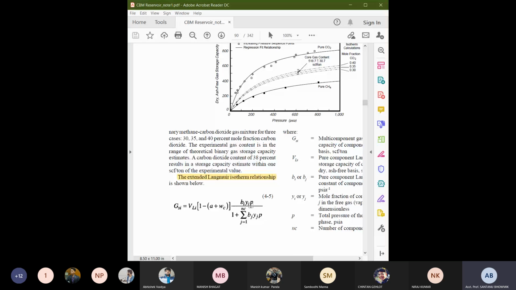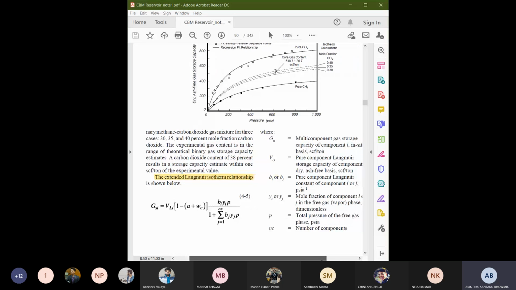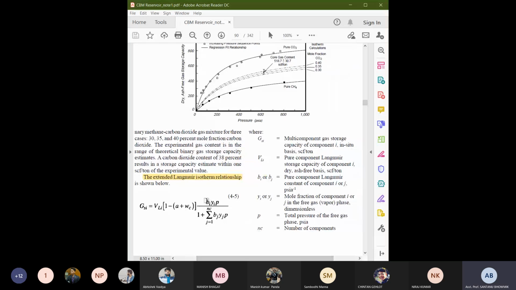Bi, Yi and P: Bi is the pure component Langmuir pressure constant of component I. And what is Yi? Yi is the mole fraction in the mixture. So you have to calculate Yi for methane or for carbon dioxide. When you are going to calculate GSi for methane, this Yi will be Y methane. If you are going to calculate the GSi for carbon dioxide, this Yi will be Y CO2. If you see this nomenclature, you will be able to understand.